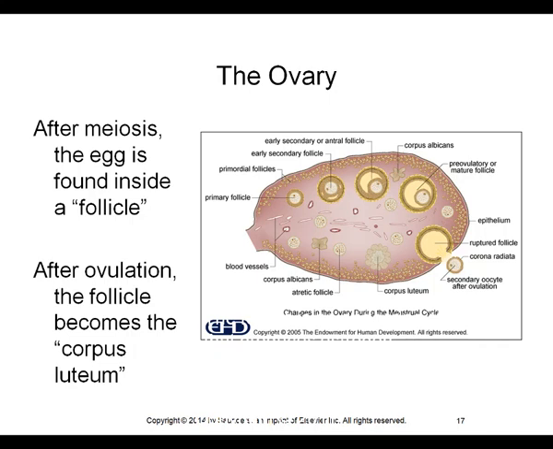The corpus luteum is a very important structure in the ovary, so we are going to discuss it later. Okay, so that's pretty much what you need to know as far as the ovary is concerned. After meiosis, right, the egg is found inside a follicle. The follicle develops, ovulation occurs, and then the follicle itself becomes something called the corpus luteum.